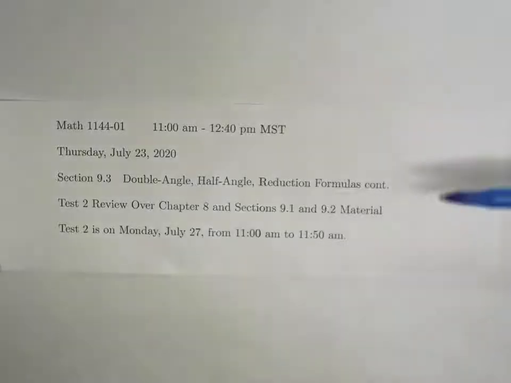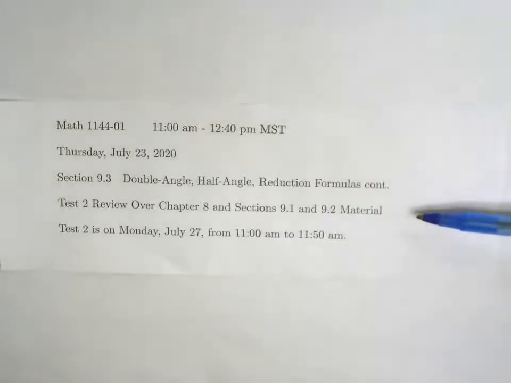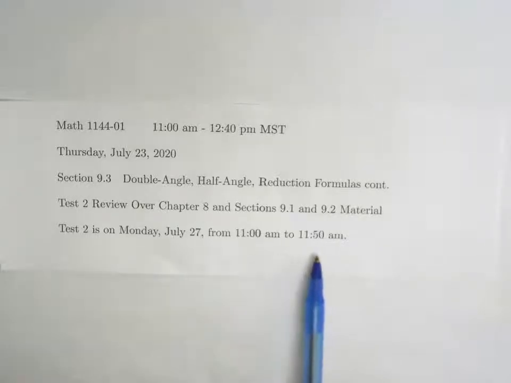Today we'll finish section 9.3 on double angle, half angle, and reduction formulas. And then after that, we'll go over the test 2 review over Chapter 8 and sections 9.1 and 9.2. Test 2 is on Monday, July 27th from 11 a.m. to 11:50 a.m. So you can start test 2 a few minutes early, like 10:45, just like we did this week.